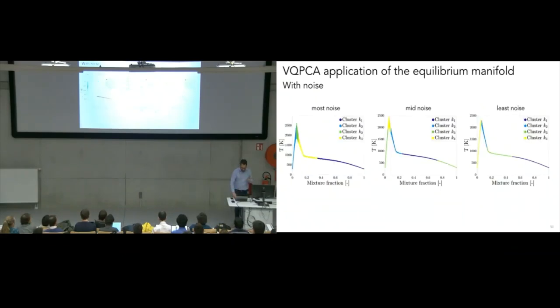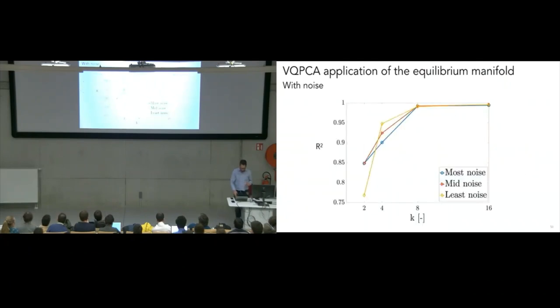Okay, what about the equilibrium manifold? We get similar results. So you see the same with more or less noise, just to see what happens on the data. And you see that you have the same conclusion, that it identifies that the only variable which is important in the manifold is the mixer fraction. So it correctly finds what we knew before. But this is actually good because we know that when we apply it to another system that we don't know, we will find a good feature.